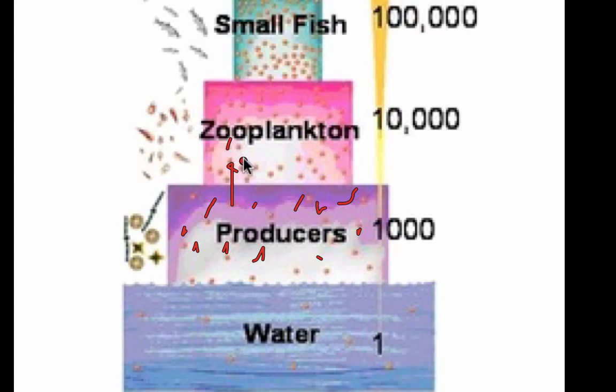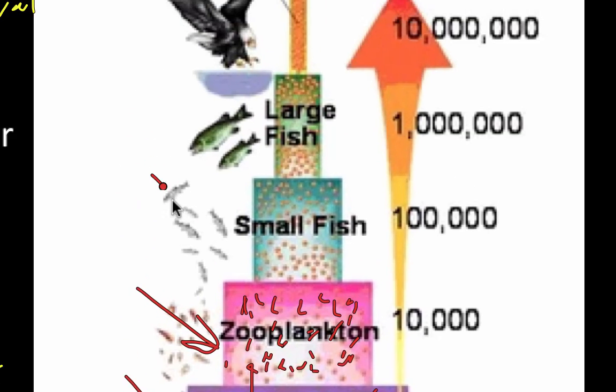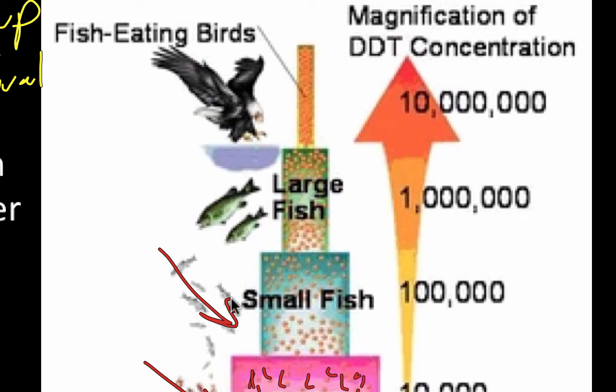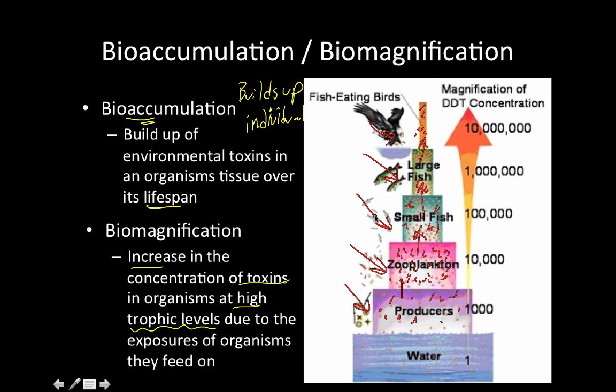Well, what happens? They take the energy, but they also take the toxins. So now, these guys had toxins coming in from their environment, just like the producers did, but they're also feeding on things with toxins, so they get more. These small fish have toxins coming in from the environment, and they're getting it from here too, so they're hitting it multiple ways. Same thing here, moving up, and then here. So what's happening is the toxin concentration is building as we move up.